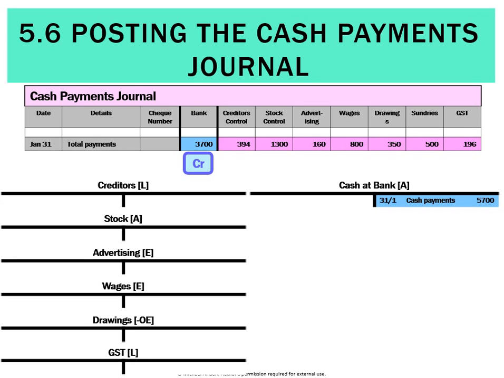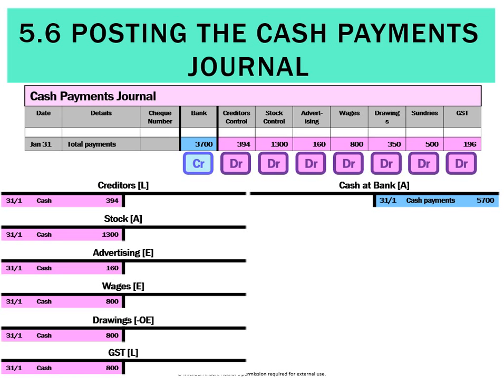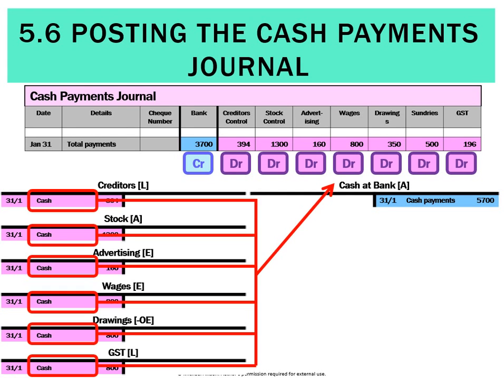Looking at the referencing, we had one giant credit to the cash at bank ledger. And we'll enter each of the debits, and we'll see we've got debits in this case to creditors, stock, advertising, wages, drawings, and GST. We also had a sundries ledger in there that I haven't listed for space. But we'll see that for the debits, the reference will be cash at bank. All those credits match up to one giant debit, all those debits match up to one giant credit in the cash at bank ledger. So our reference will be cash.